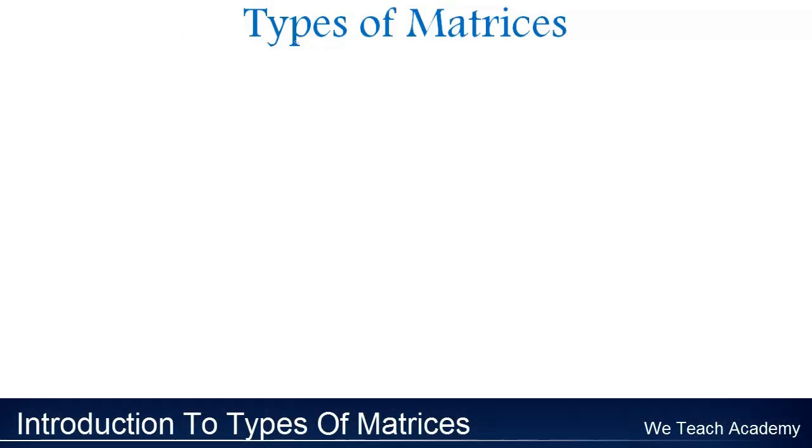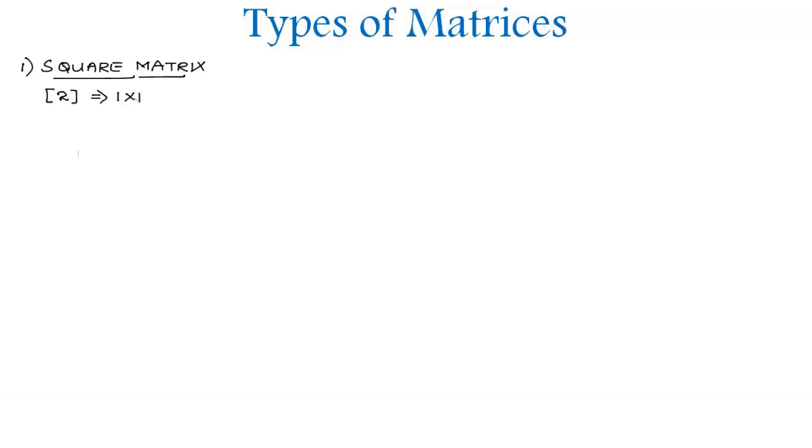In today's session, we are going to discuss types of matrices. So coming to the first category, which is a square matrix. Here, matrix 2, which is of order 1 by 1, is said to be a square matrix as the number of rows is equal to the number of columns in a matrix.